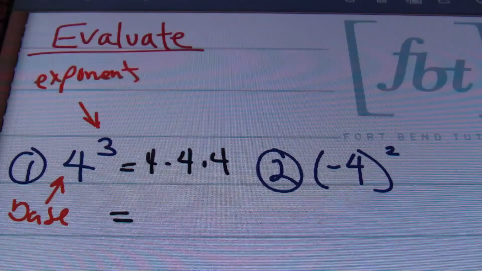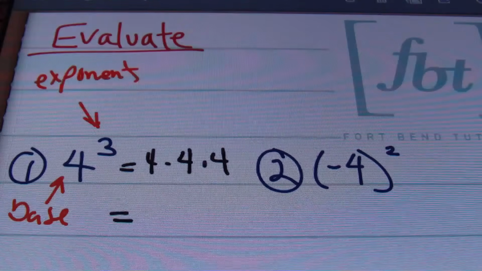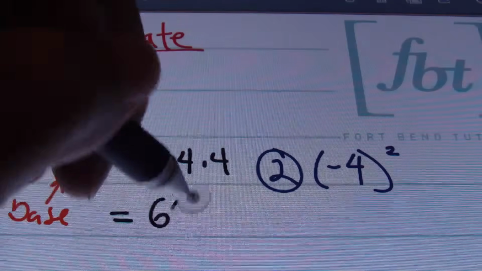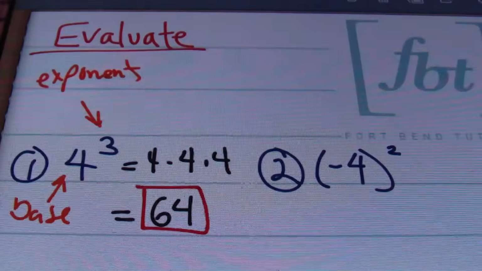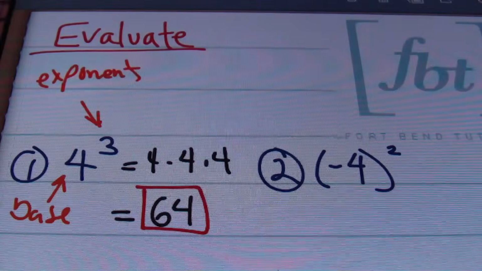So 4 times 4 times 4, 4 times 4 is 16, 16 times 4 gives us 64 as a result, and this is the answer to problem number 1. All right, here we have it, ladies and gentlemen, 64.